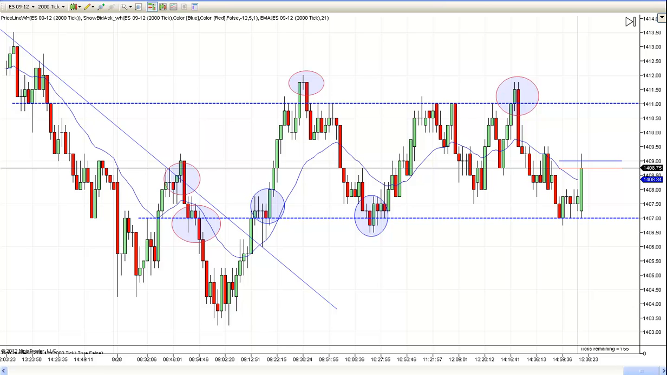This serves as our chart lesson for today, and it was just another slow, choppy, range-type day, just not much going on. I marked the best trades that I saw.